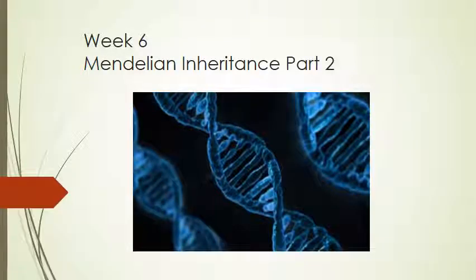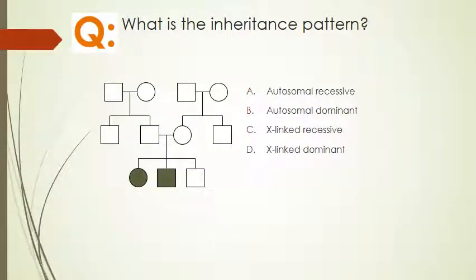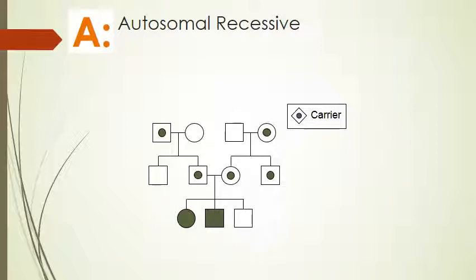We will now begin Week 6, Mendelian Inheritance, Part 2. Please look at this inheritance pattern and say what type of inheritance it is. As you can see, it's autosomal recessive.